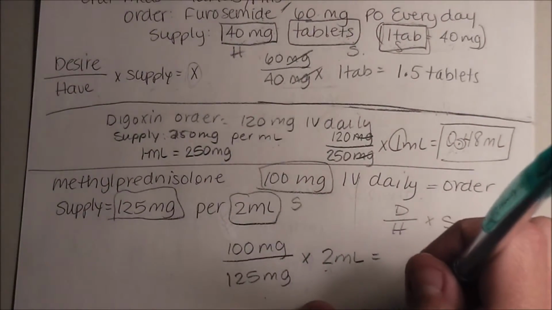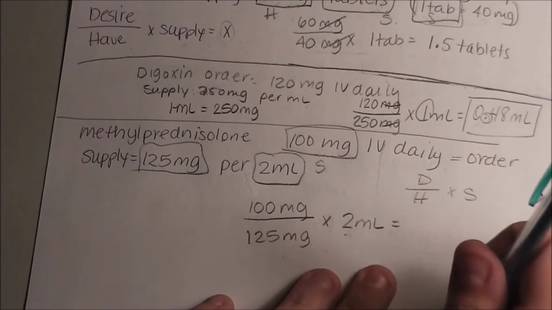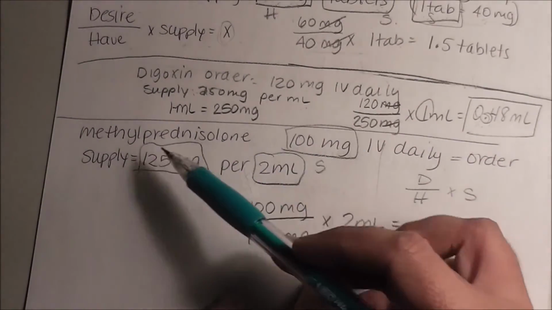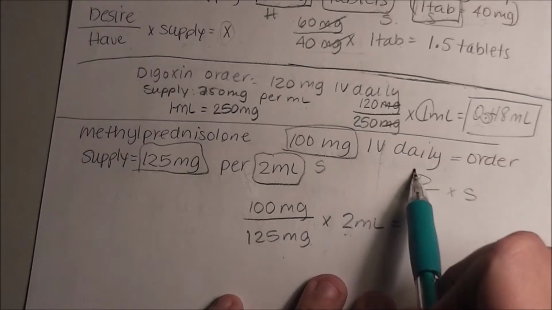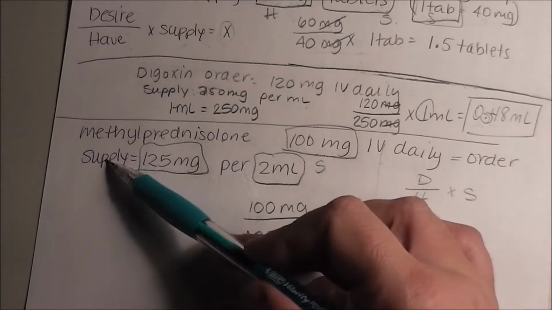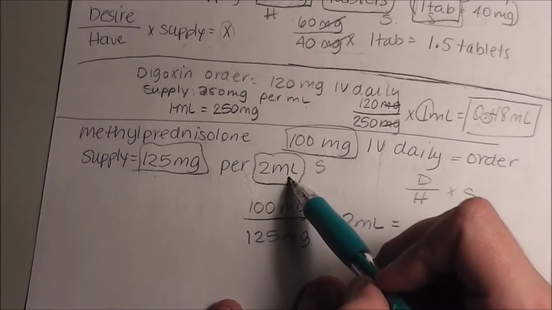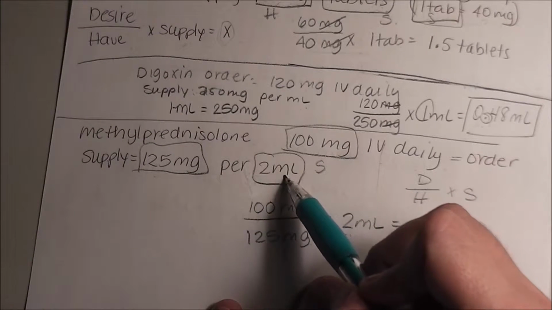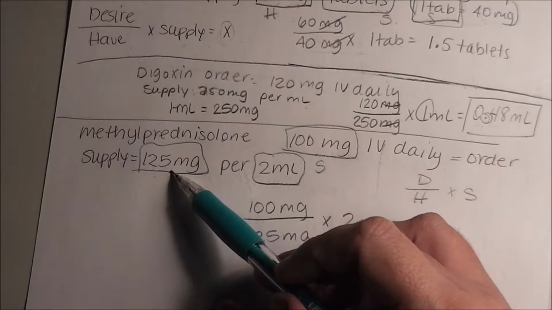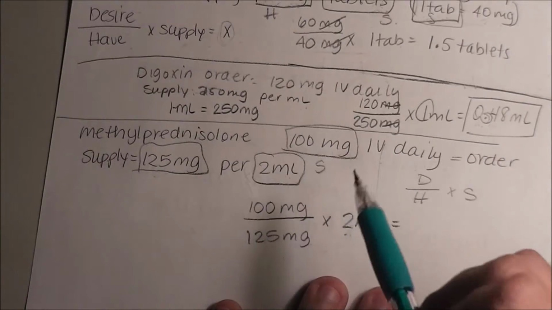Alright, this one here I've already filled in. I'm not even going to try to say that. Your order is 100 milligrams of IV daily. That's your order. Your supply is 125 milligrams per 2 mLs. Okay, so this is your supply, this is your have, this is your desire, right?